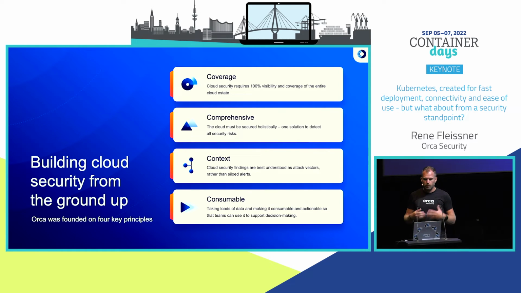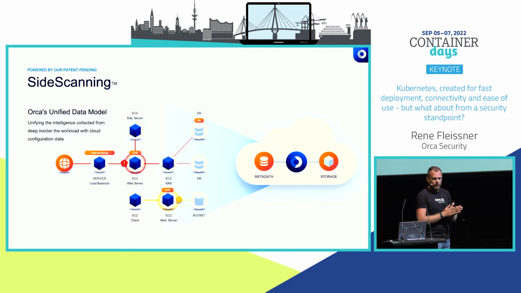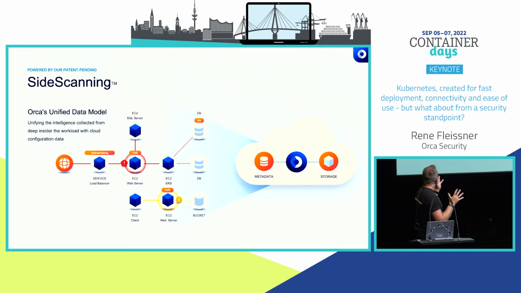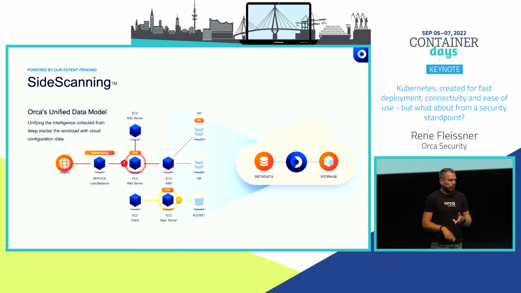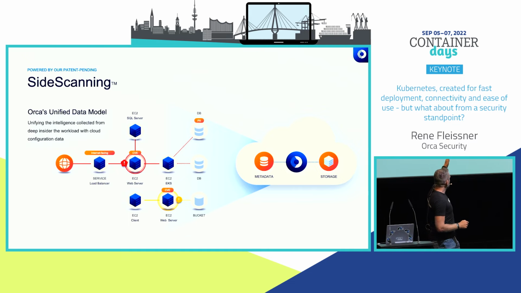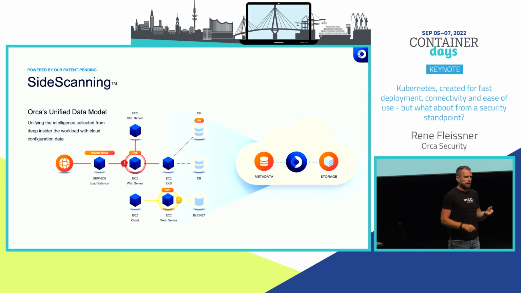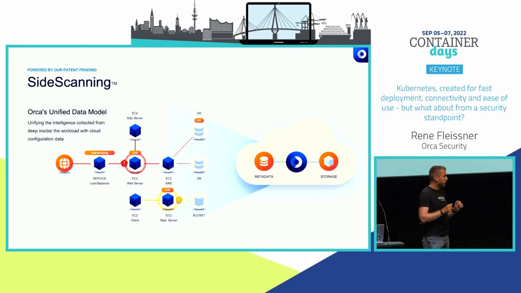How does the solution work? Orca Security has introduced SideScanning. That's our patent-pending solution where we can scan all the information without any agent. That means we scan everything that's running in the cloud for malware, misconfigurations, vulnerabilities, everything based on the SideScanning technology. You see here EC2 instances, the EKS cluster. You have the containers there. We scan the S3 buckets. We scan everything with the SideScanning technology without any agent.